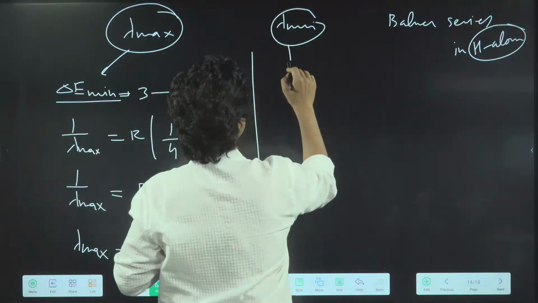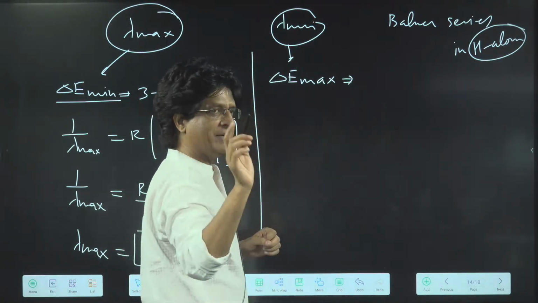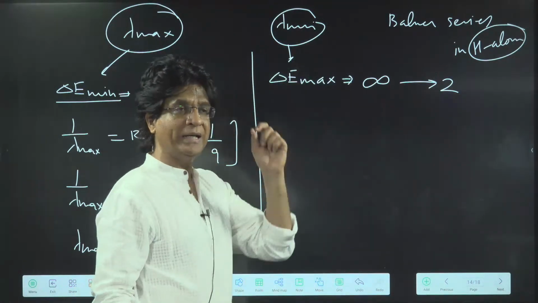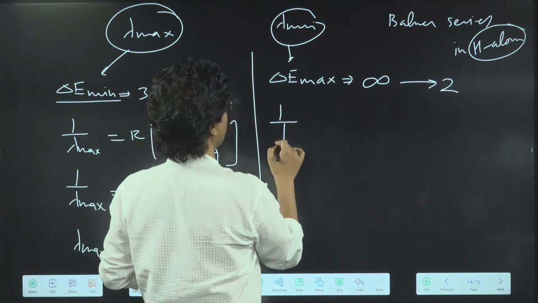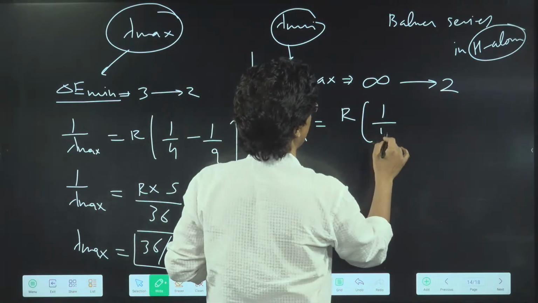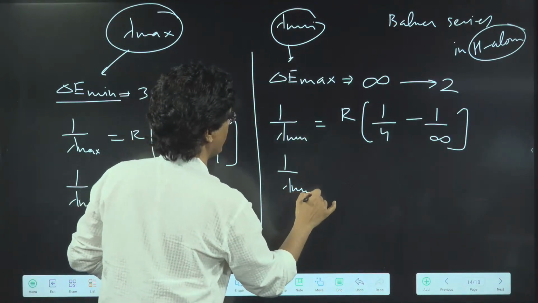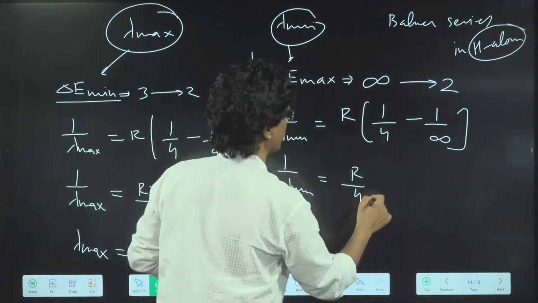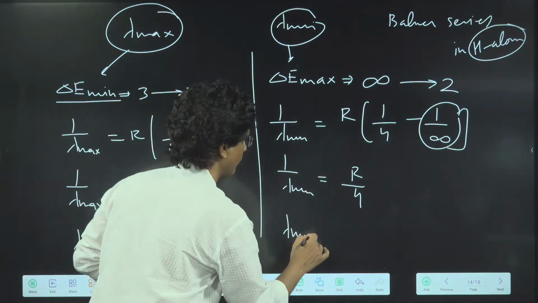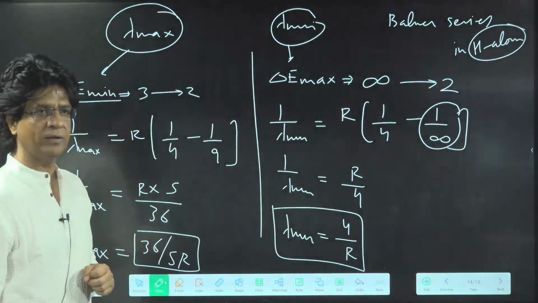Lambda min. Now to have lambda min, I need delta E to be maximum. And that will come when the electron falls from orbit number infinity to orbit number 2 in Balmer series. So 1 upon lambda min will be R times (1 upon 4 minus 1 upon infinity). 1 upon infinity will be 0. So 1 upon lambda min will be R by 4, and lambda min will be 4 by R. Agree or not?